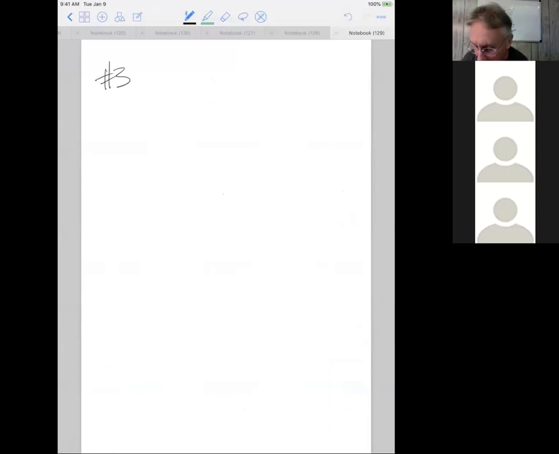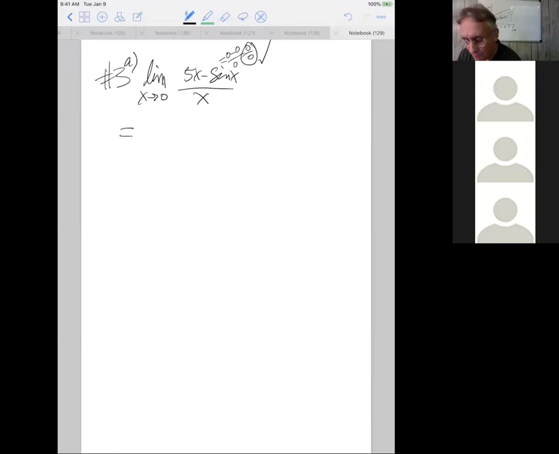It wasn't appropriate. So this is number 3a, the limit as x goes to 0 of 5x minus sine x over x. First, several of you didn't do this, okay? Most of you did, but there were more than a handful of you didn't do this. Plug in 0, see what you get. I get 0 minus 0 over 0, 0 over 0. Yes, L'Hopital.